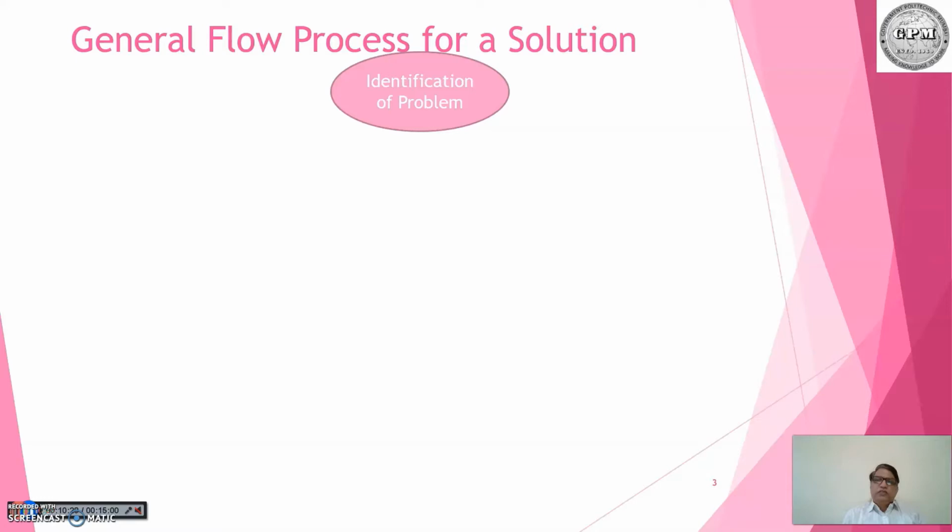So a general flow process for a solution is given here. The first thing is identification of the problem, as I explained earlier: writing the given data and identifying what is asked. Here, mega means 10 raised to 6, that is mega newton or megawatt; gigawatt or giganewton per meter square. 1 Pascal is equal to 1 Newton per meter square. This is in SI units, the unit of stress in SI.